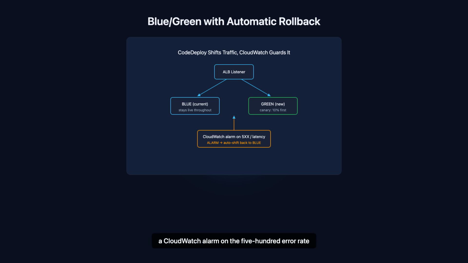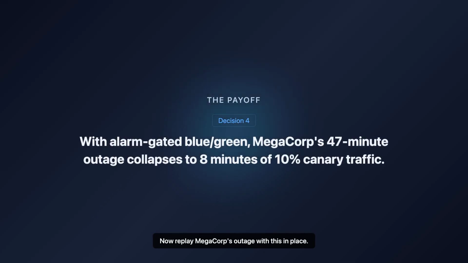A CloudWatch alarm on the 500 error rate or latency is attached to the deployment group. If that alarm fires during the shift window, CodeDeploy automatically shifts the listener back to blue. Blue never went away, so rollback is a pointer flip, not a rebuild. Now replay Megacorp's outage with this in place. The bad config surfaces during the canary window.